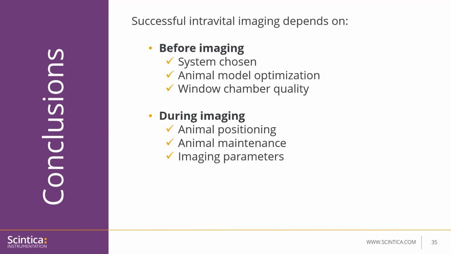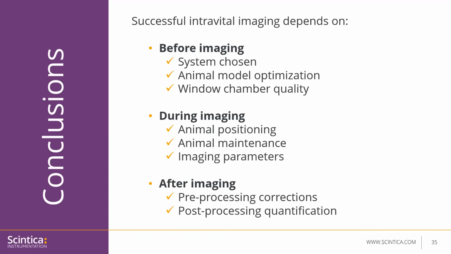As you're acquiring these images, you need to make sure that you position your animal well with respect to your objective lens. You need to make sure that your animal has a good breathing rate to reduce motion artifacts as much as possible. And you need to have thought about which imaging parameters make sense for your image acquisition, and that you can apply this over time and between animals for objective comparison. And then after you've acquired your images, you need to consider applying pre-processing corrections and which post-processing quantification is needed for you to be able to answer your research question.